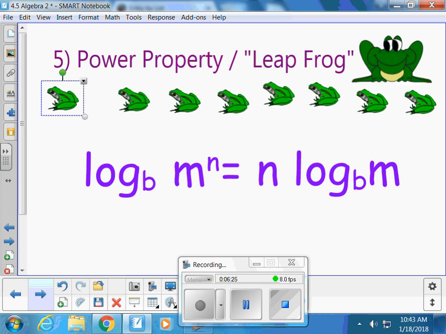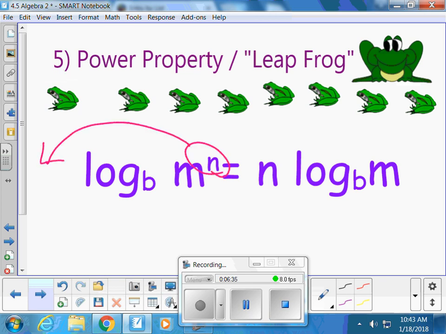Alright, so here's how the leapfrog property works. You're probably wondering how does it work. When you have a log of a base, and then you have a big number here, if that number has an exponent, that exponent is allowed to leap out front and live out front, or if he's living out front, he's allowed to leap back and go into the exponent position, depending on what you're trying to do to solve the problem. So you can leap him to wherever you need. Okay. Leapfrog property, also called the power property.